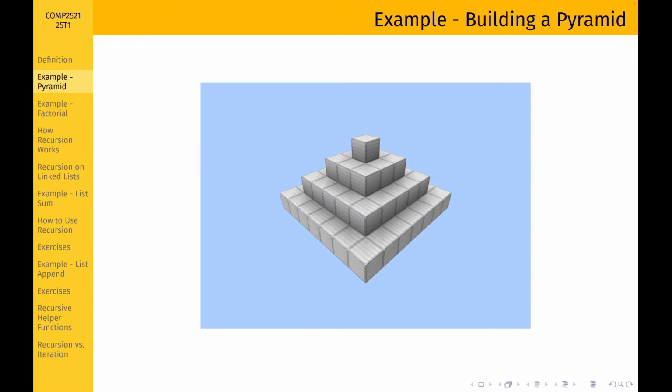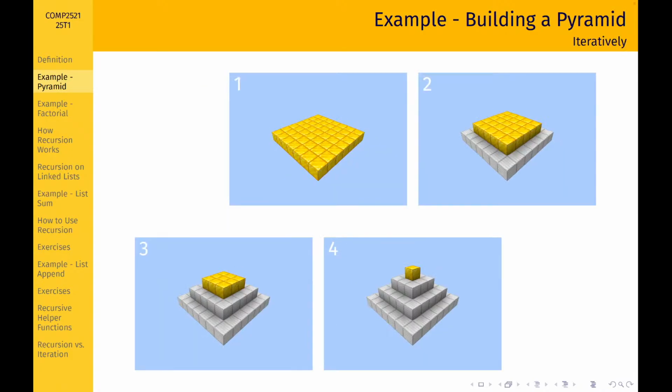Right, another example of recursion is building a pyramid, right? So I don't know if you've heard of this game, you might have heard of it, but here's an example of a pyramid, and we can describe how to build the pyramid in different ways, right? One of them is we can build it layer by layer, right? So if we want to build a 7 by 7 pyramid, then we would first put a 7 by 7 square of blocks, then we'll put a 5 by 5 layer of blocks on top, then 3 by 3 layer, then finally a single block on top. Right, and that's how we build a pyramid iteratively.